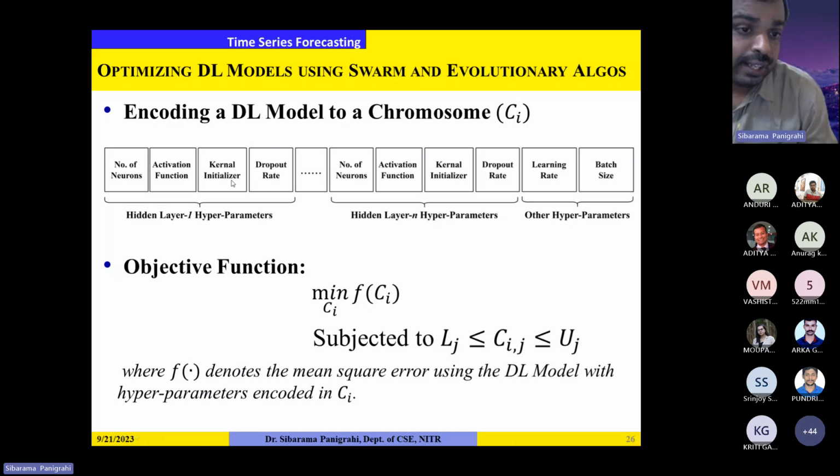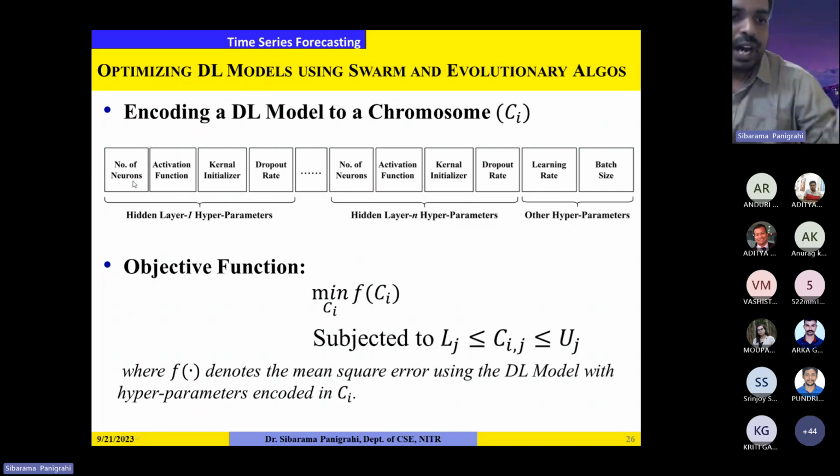Then the important thing is, you have encoded a deep learning model to a chromosome, but how have you decoded it, that is, how do you obtain the deep learning model from the chromosome? Take the number of neurons. We have used a fixed length real encoding. Real encoding means that if I apply mutation, crossover and selection, I will get a real number in every gene. But the number of neurons cannot be a fraction.